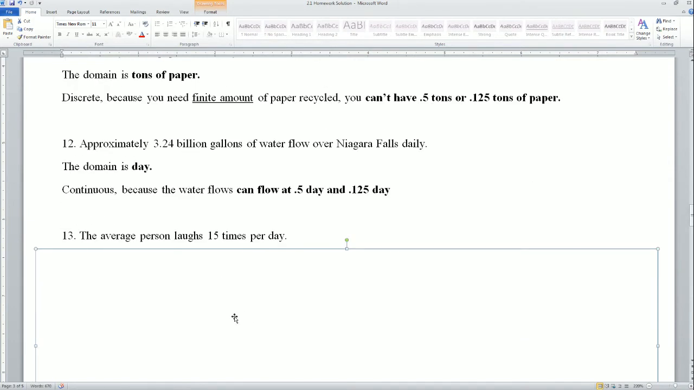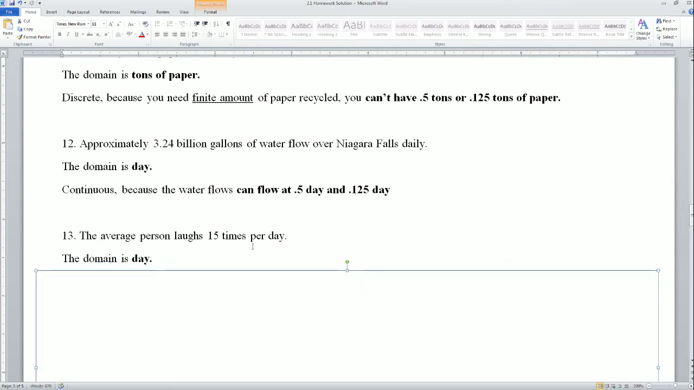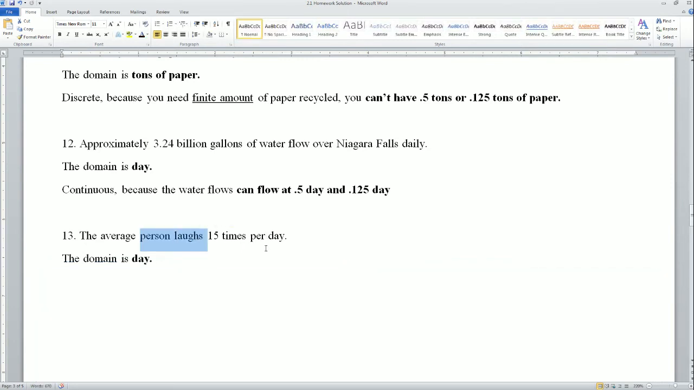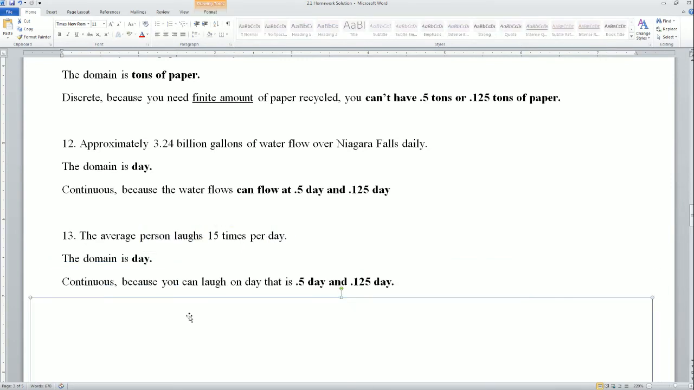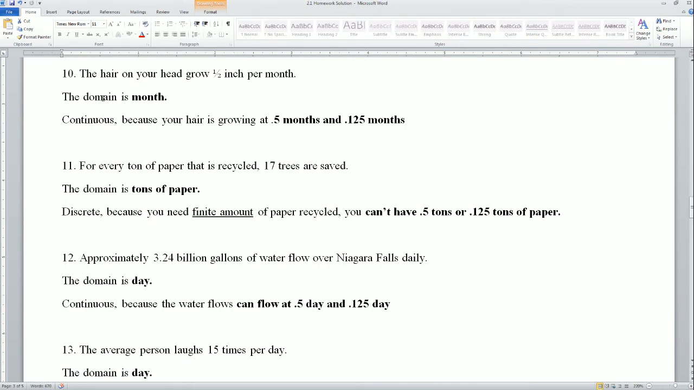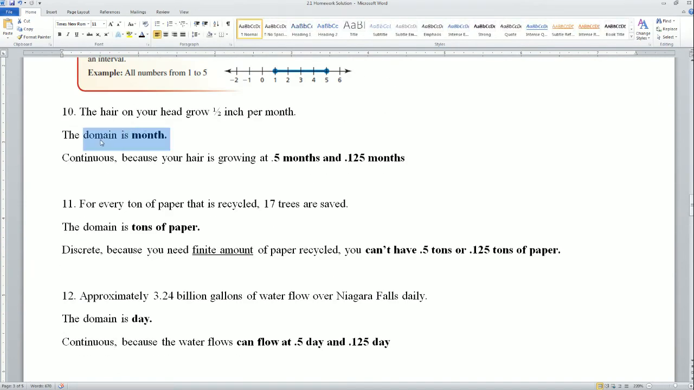Next, the average person laughs 15 times per day. The domain here is days because again, the laughing depends on the day. Okay, so we would say continuous because you can laugh on 0.5 of a day, 0.125 of a day, right? So again, do you see that month is continuous?